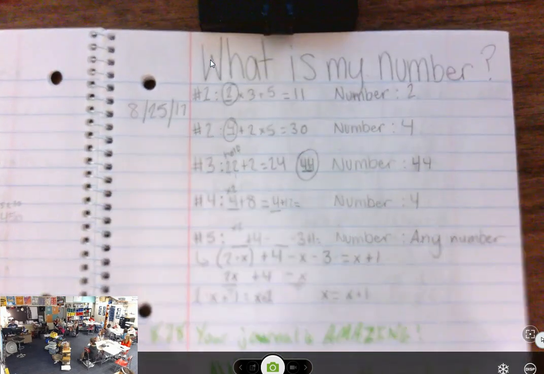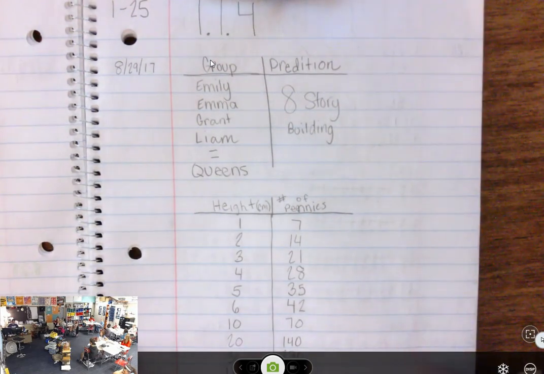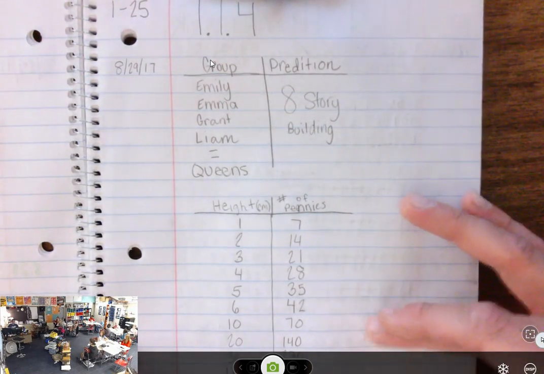I told her journal is amazing. Keep up the great work. And then we move on to the next days. And I haven't even checked this stuff yet. She was actually putting the SLL in the wrong place. A few of us did that. And then we move on. We got new groups. We were collecting data with the height of the pennies, making that table.